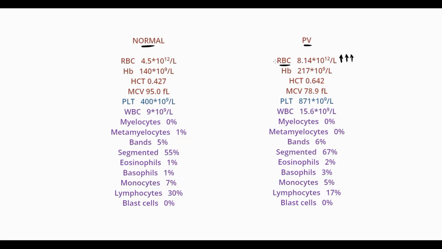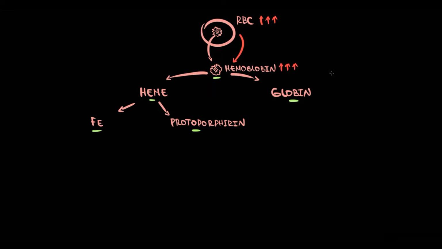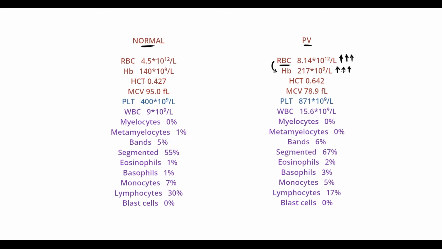Because the amount of red blood cells in peripheral blood increases, the amount of hemoglobin that we determine will proportionately increase, because hemoglobin is a component of red blood cells. Recall that red blood cells contain hemoglobin inside them. Hemoglobin consists of heme and globin, and heme consists of iron and protoporphyrin. So if hemoglobin synthesis is not disrupted, with increase in red blood cells, hemoglobin will also increase. And as we see, 217 hemoglobin is huge.